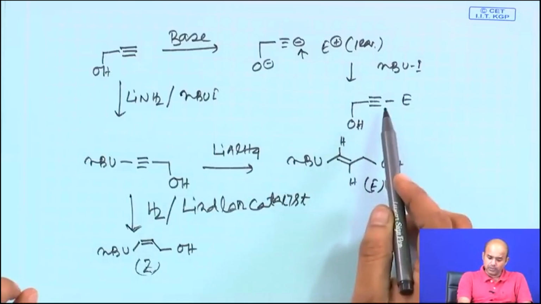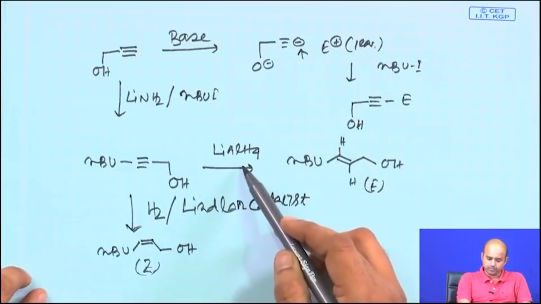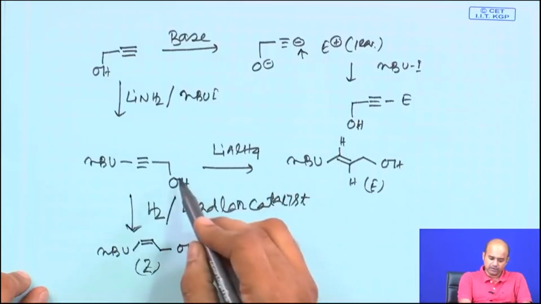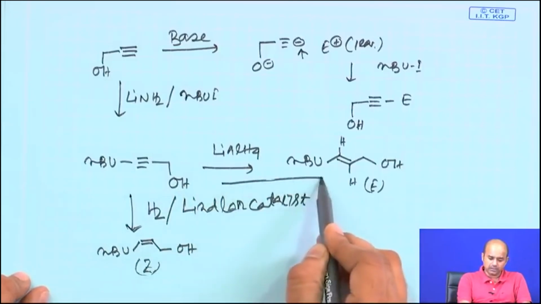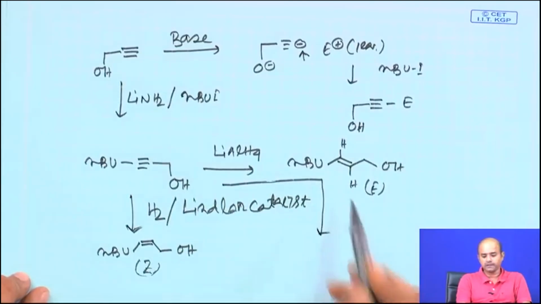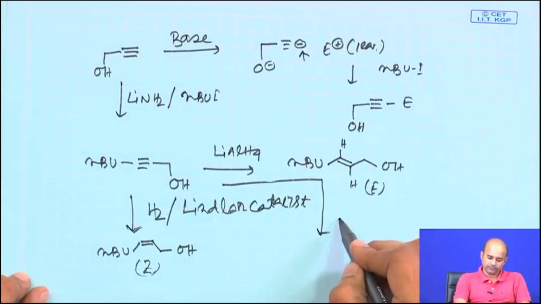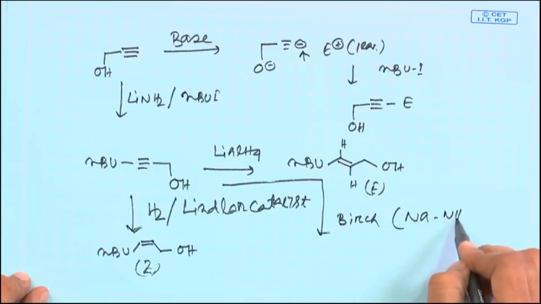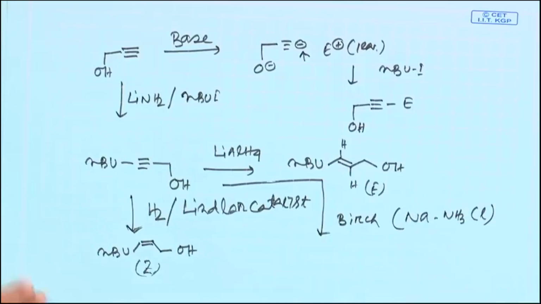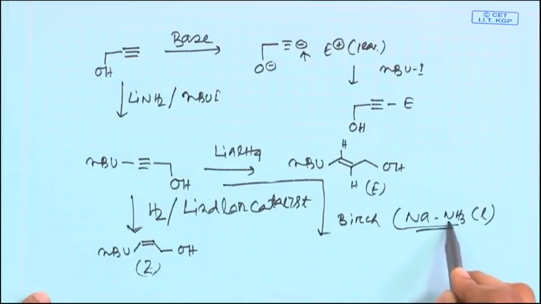Now, lithium aluminum hydride, as I said, is a very interesting reaction. On the contrary, if you have this propargyl alcohol, you can use other conditions also to get the E geometry. You can use simple Birch reduction conditions, which is nothing but sodium in liquid ammonia. This also gives you the E geometry. Try to find out the mechanism for this Birch reduction, how it gives you the E geometry.